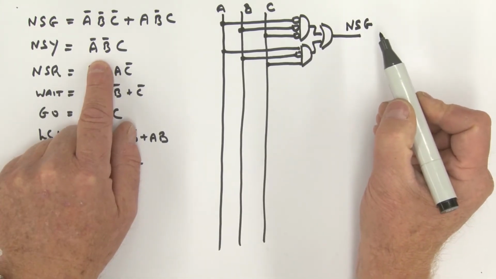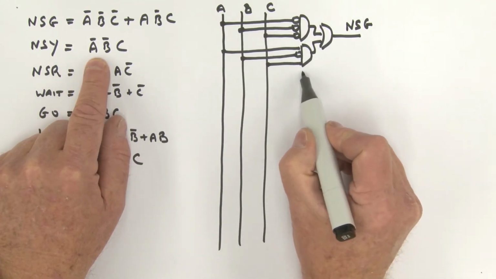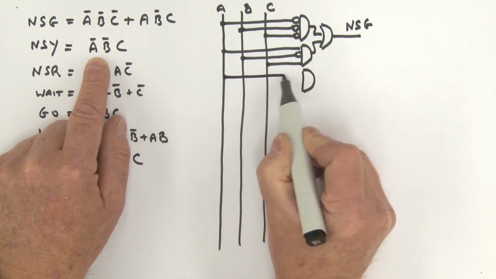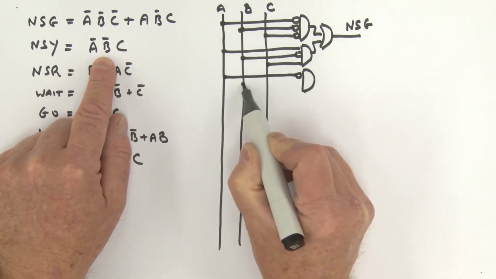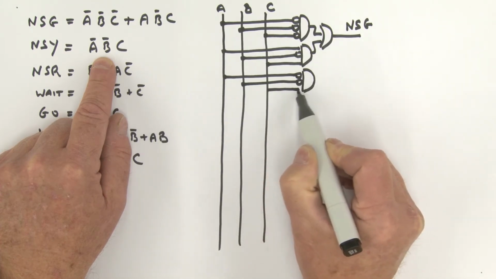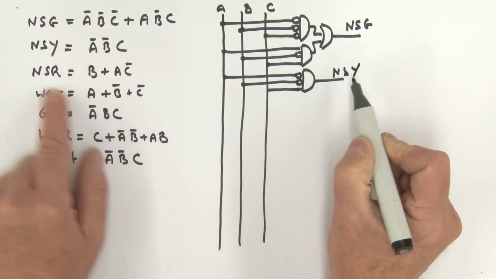Next one. One product term, north-south yellow. So here we can show this one AND gate sitting here. We have A bar, so here's A bar. We have B bar, and we have C coming in. And this is north-south yellow.